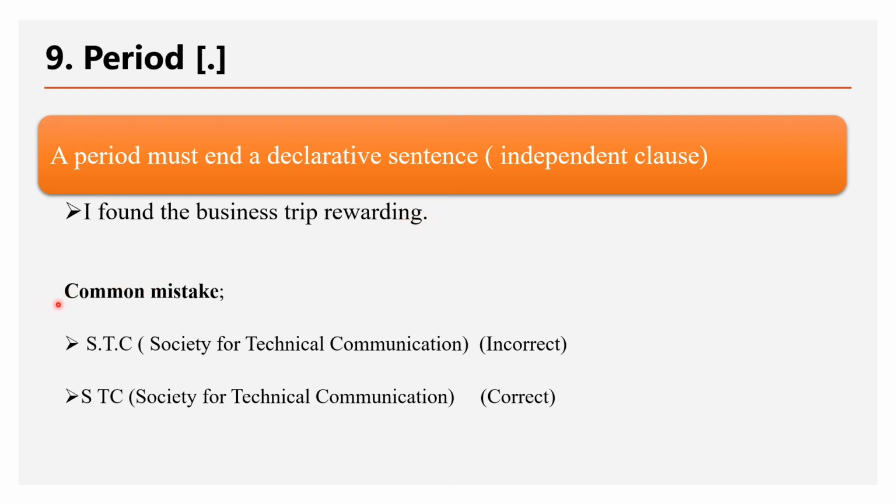Now we will see a common mistake people make while using a period. It is incorrect to use a period with abbreviations for organizations and associations. So do not use a period for abbreviations.